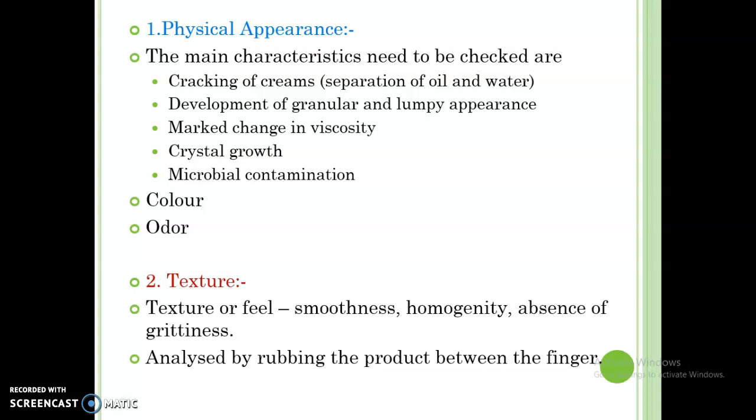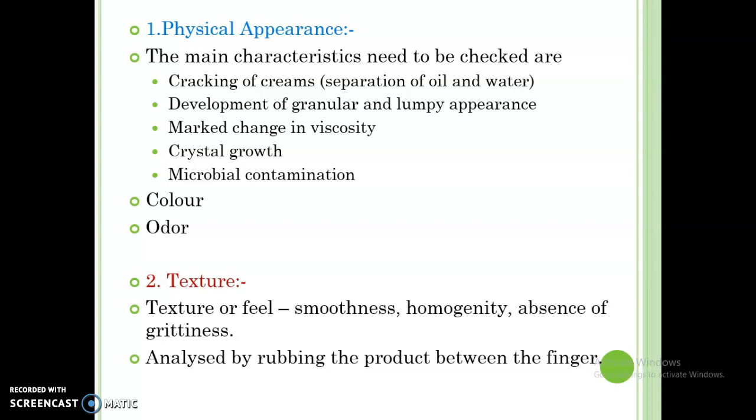The main characteristics to be checked in physical appearance are cracking, which in the case of a cream means separation of oil and water. Then the chance of development of a granular or lumpy appearance due to changes in parameters like temperature, or a change in viscosity due to temperature, or crystal growth due to fluctuation in temperature, and microbial contamination due to the lower efficacy of your preservative.